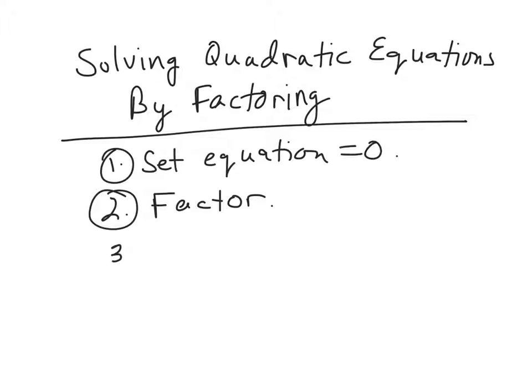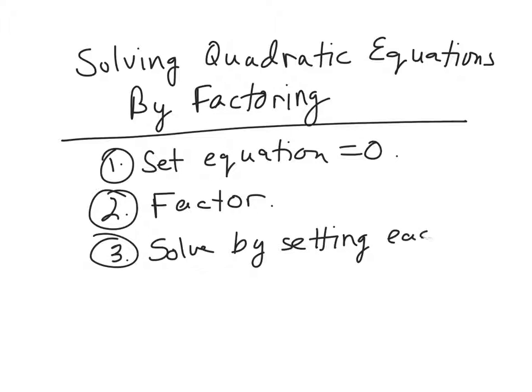Okay, after those 2 steps, we'll have a problem that looks like those other problems that we worked today. So then step 3 will solve by setting each factor equal to 0, just like we did on the last 2 problems.